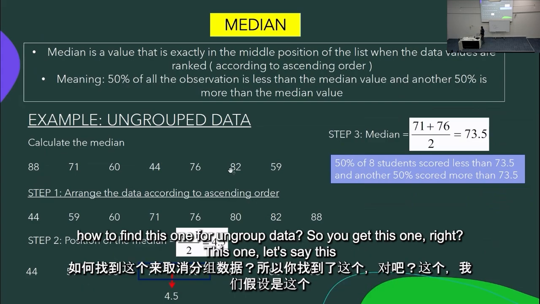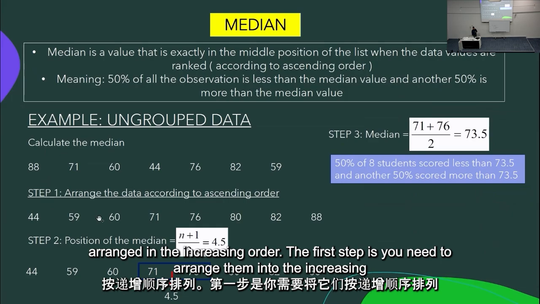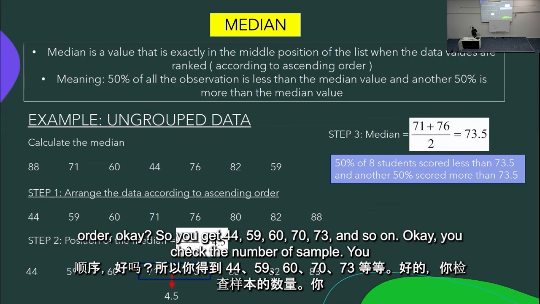For ungrouped data, let's say this is the data, so you need to calculate the median of this data. But these observations are not arranged in increasing order. The first step is you need to arrange them into increasing order. So you get 44, 59, 60, 70, 76, and so on.